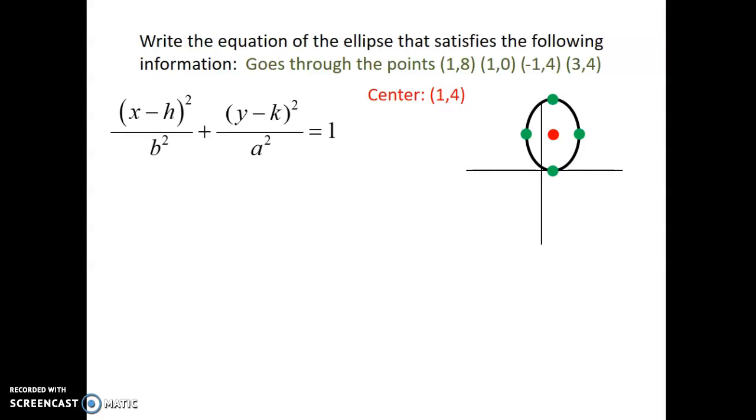You can start plugging in the numbers. You're going to put 1 and 4 in for the h and k next to x and y. All right. There is a distance of 4 between the center and the top and bottom points. So that's going to give you your a value. When you square it, you'll get 16. And there is a distance of 2 between the center and the left and the right points, which gives you 4 when you square it. And that is your equation of the ellipse.